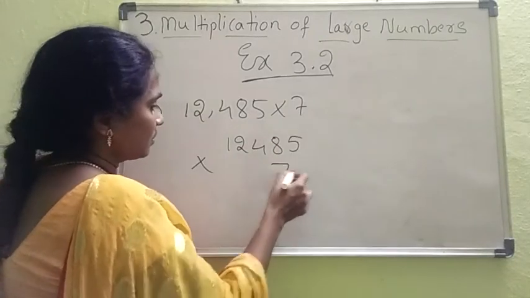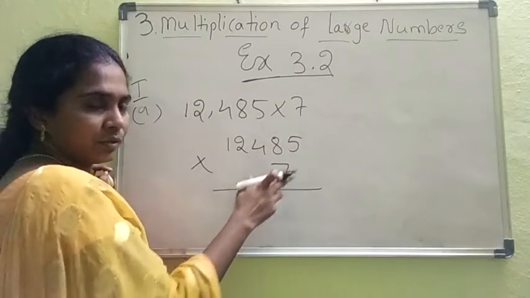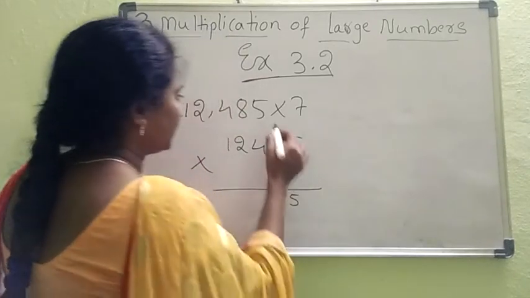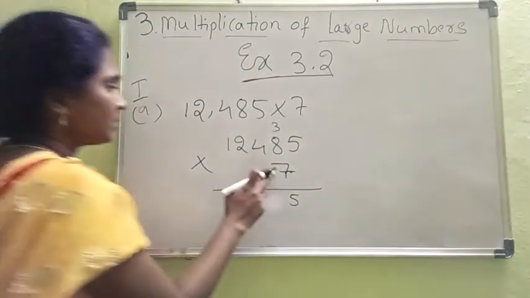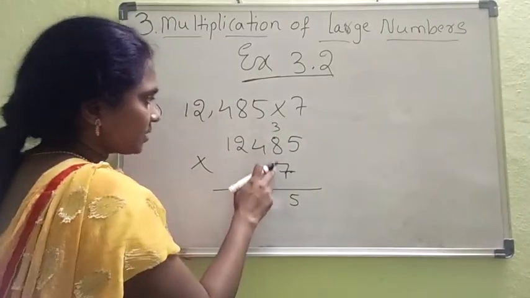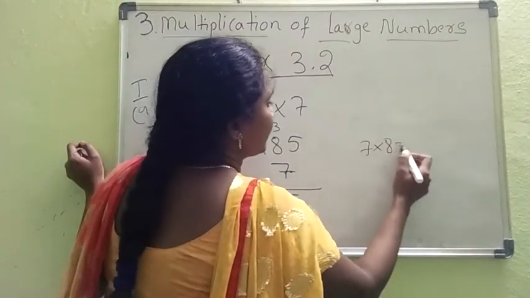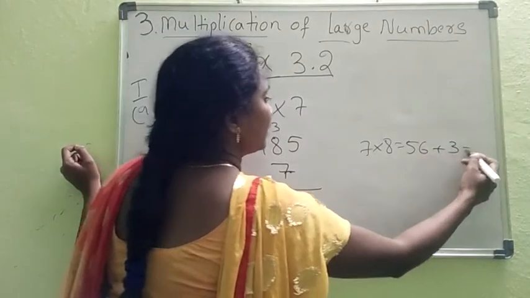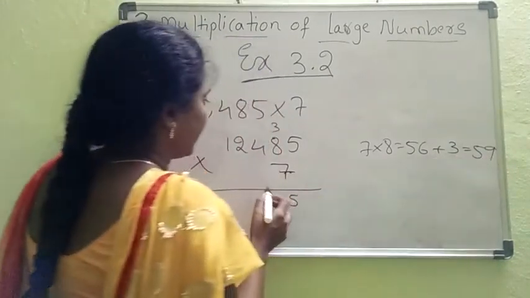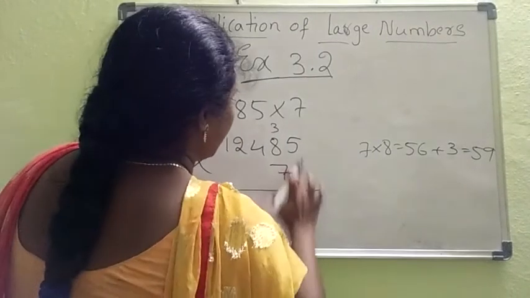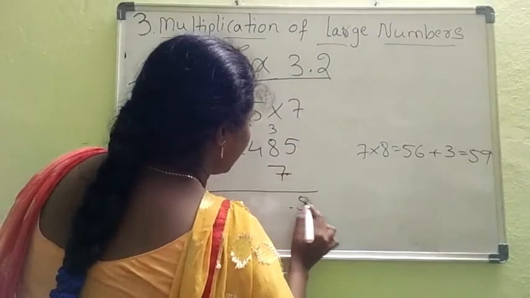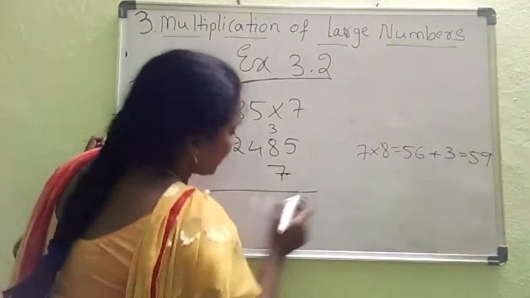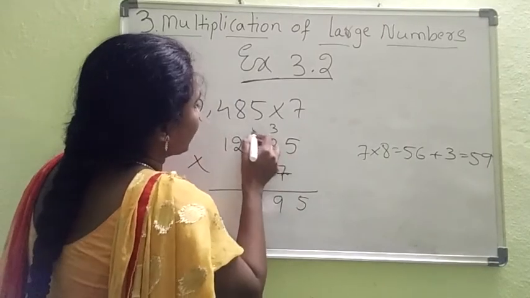Into 7. So the given number you need to multiply with 7. 7 5s are 35, right? 5 here, 3 should be the carry. Next, 7 8s are 56 plus carry 3, that is 59. Don't confuse: 7 5s are 35, I wrote here 5 and 3 as a carry. Now 7 8s are 56 plus 3, that is 59. 9 should be here and 5 should be the carry.